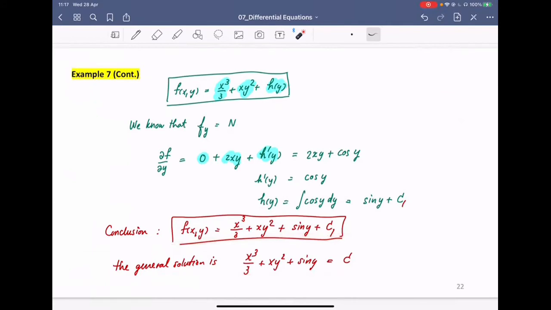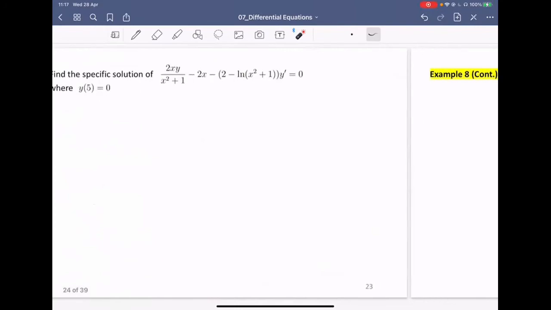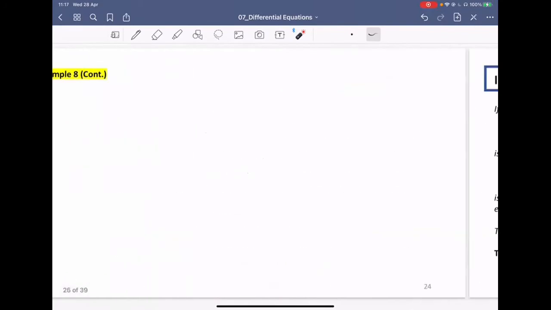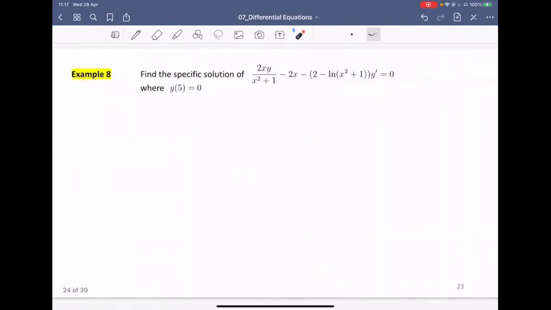Okay, one more example. Let's look at example 8. Let's find the specific solution of this one. Basically we're going to find the general solution first, and then we're going to use the initial condition to plug in and find the constant after. All right, the equation looks pretty complicated and terrible, but we need to simplify first.